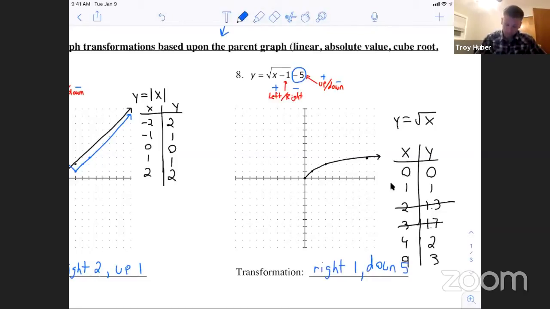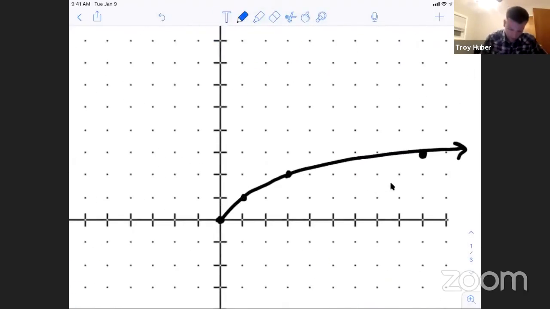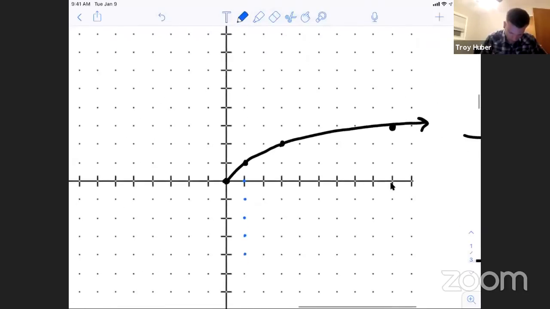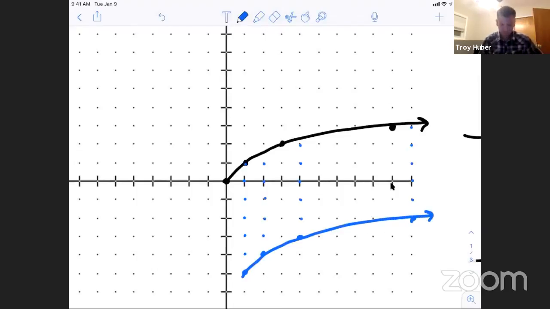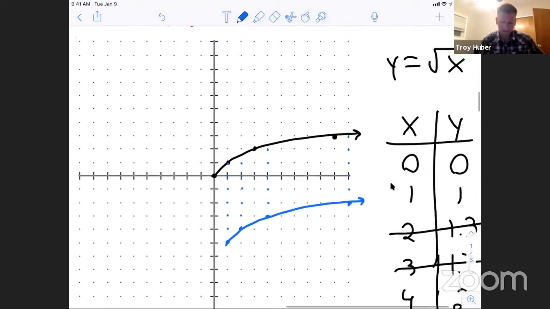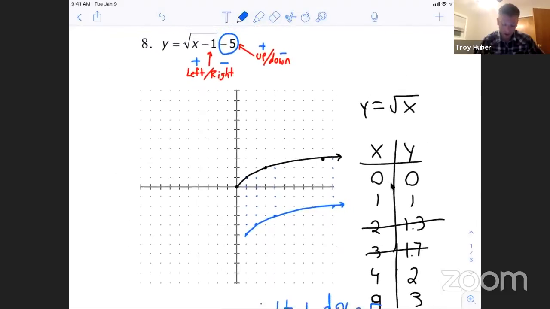So let's go to each of my points: right 1, down 5. Right 1, down 1, 2, 3, 4, 5. Right 1, right 1. Then there is my transformation.